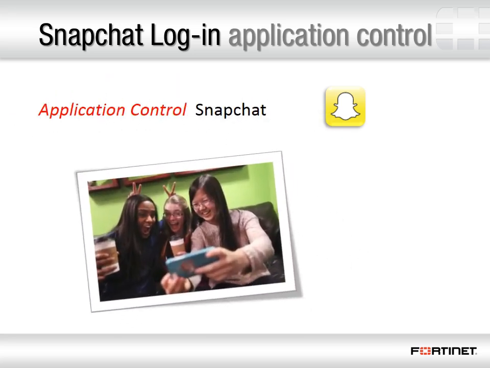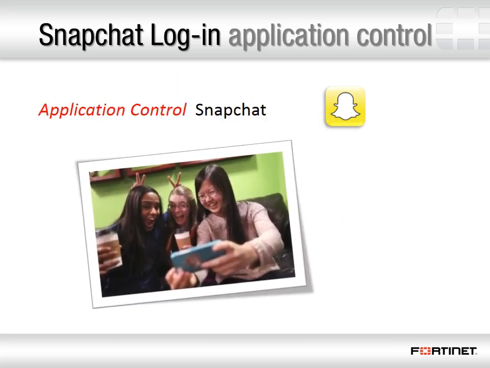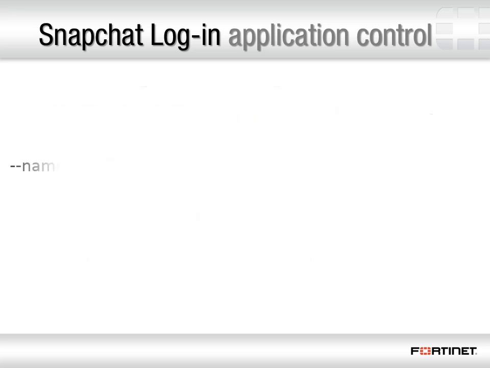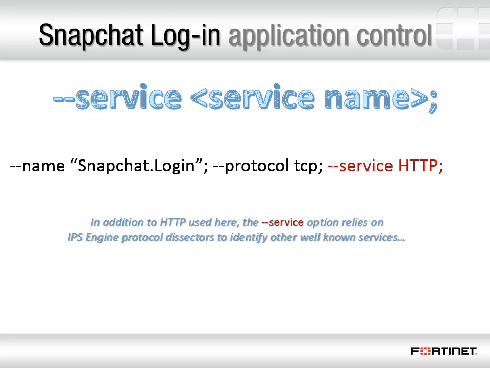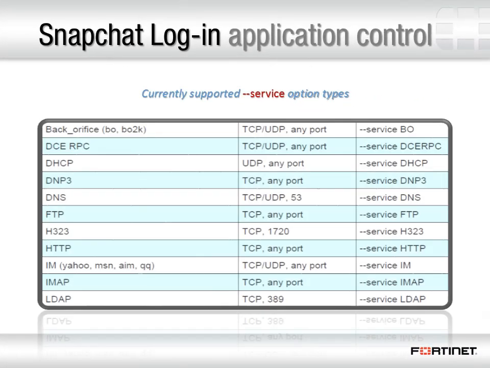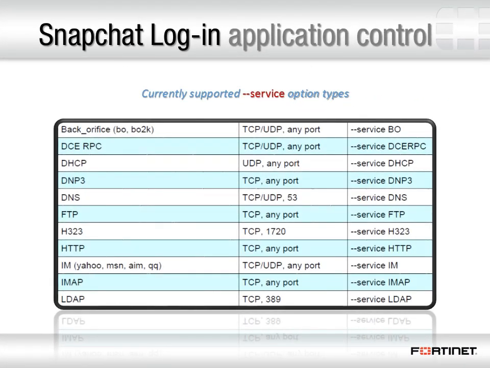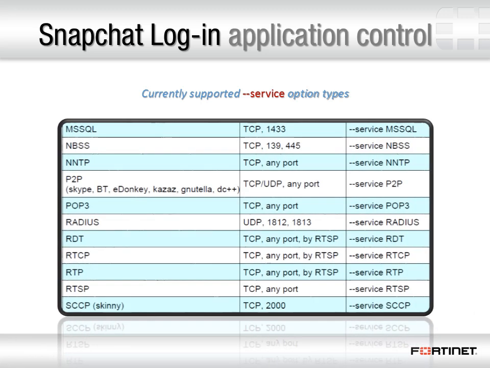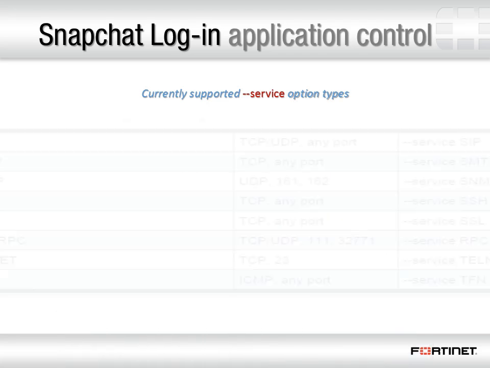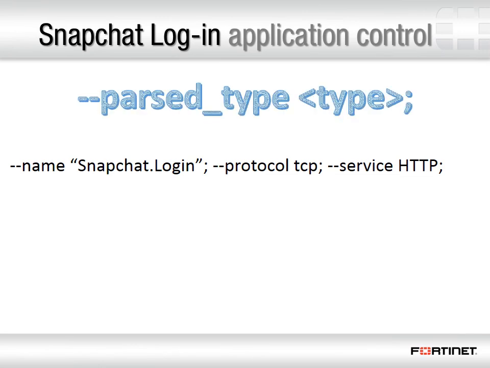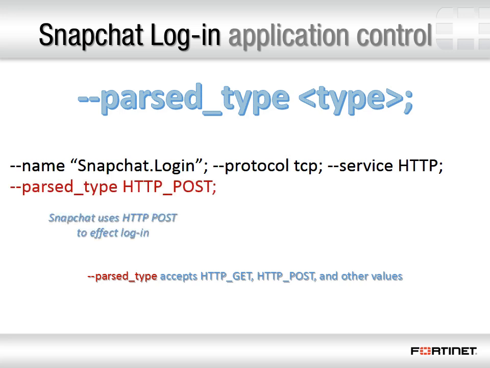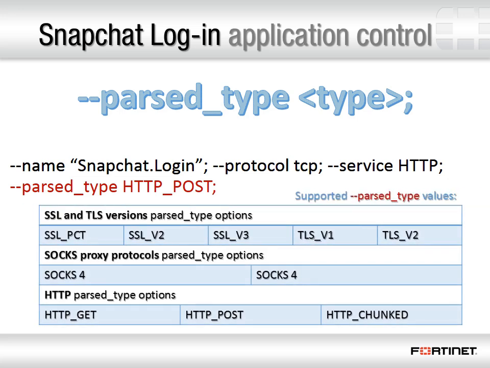Snapchat is a popular application for sharing text and photos. In our second example, we'll create an application control signature for a Snapchat login. We've specified name, protocol, and now add a service option with service type HTTP. Many other service types are supported. The parsed type option can accept HTTP GET and HTTP POST values. Here we want POST. Here are the other supported values for the parse type option.